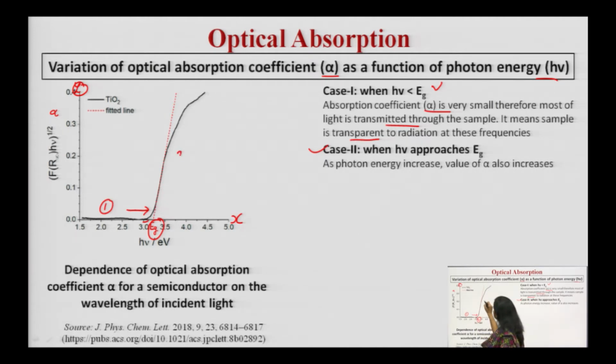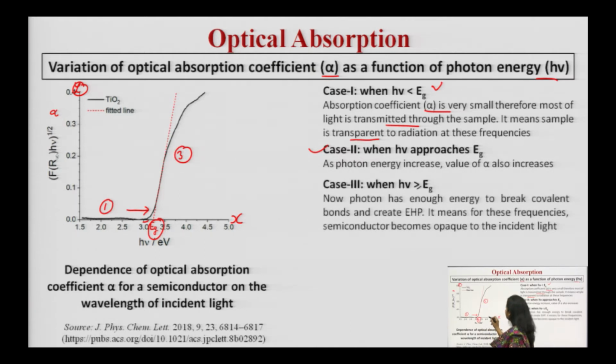Now, the third portion: when the photon energy is greater than this band gap energy, you can see the value of alpha increases sharply. So, here the value of alpha increases sharply, then it breaks the covalent bonds and creates electron hole pairs. It means the semiconductor becomes opaque at this particular frequency. So, this is how you can relate the photon energy with the absorption coefficient, how it varies, and you can plot its behavior. I hope now this particular plot is also clear to you.